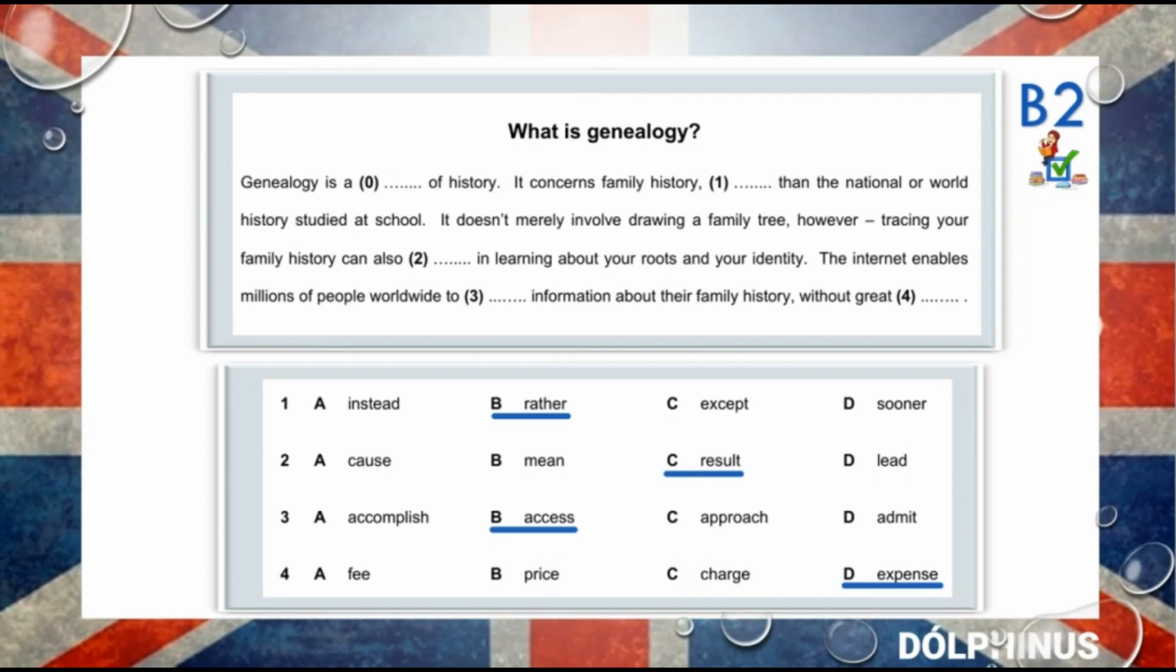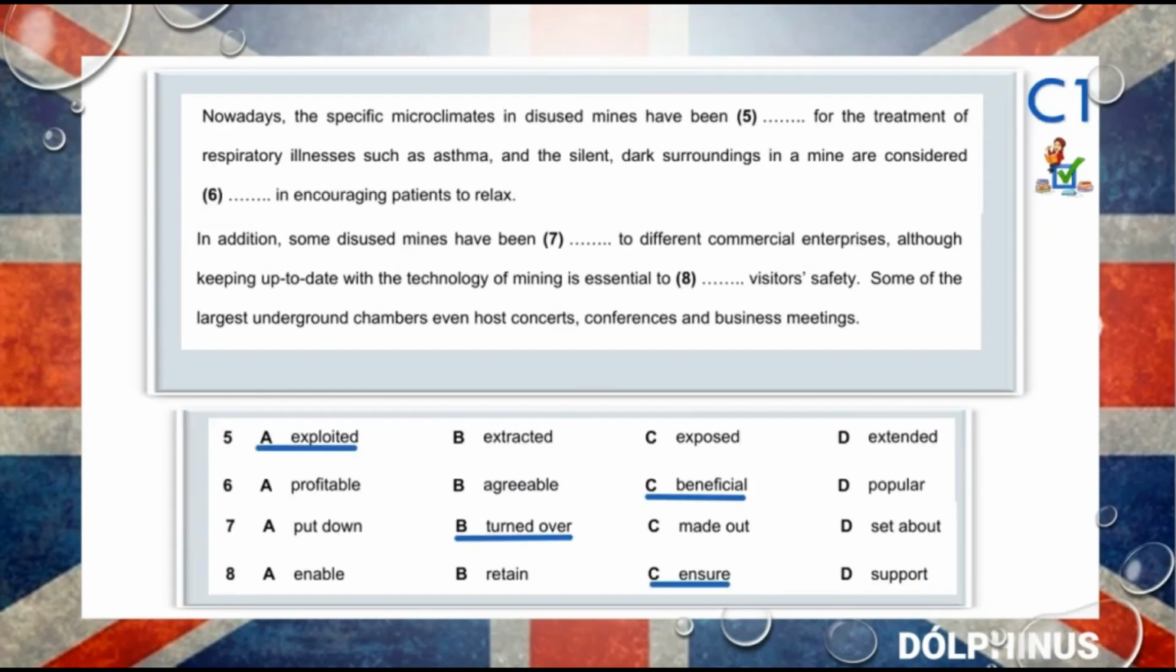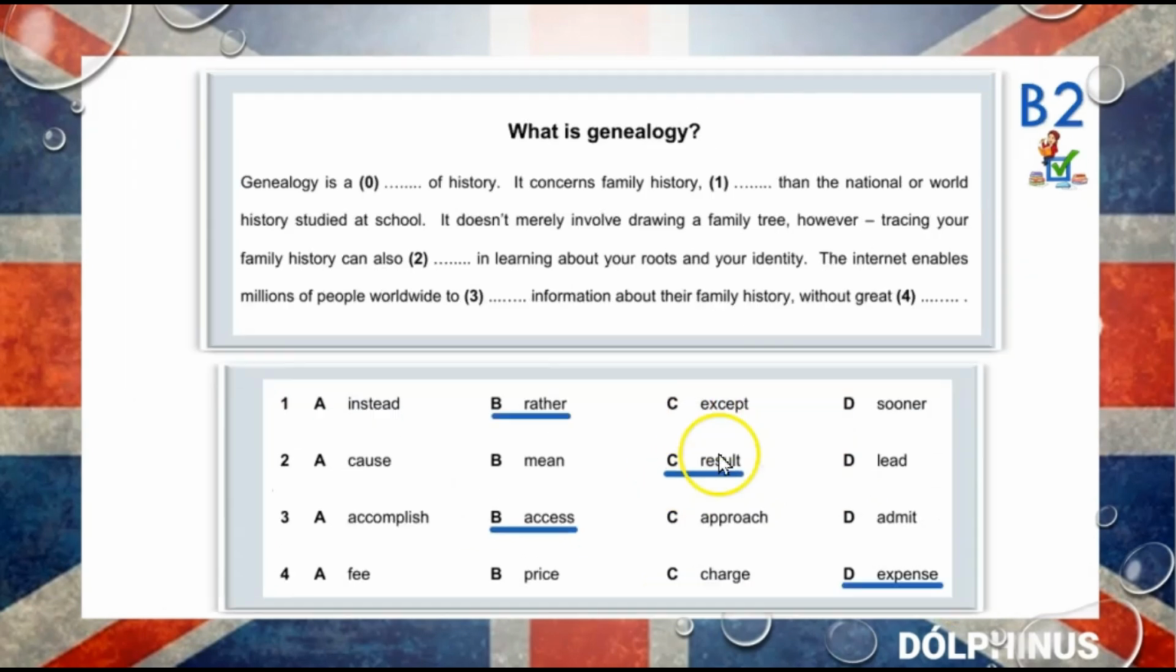Let's compare now what we know about B2 and its reasoning to C1. Let's look at those words that are not single but form part of a whole. For example, there's a preposition after 5, so, and there's for, exploited for, extracted for, exposed to, or extended for. So, dealing with the preposition that it is followed by, all of them are correct except exposed. Whereas in B2, it could only be one due to the preposition.